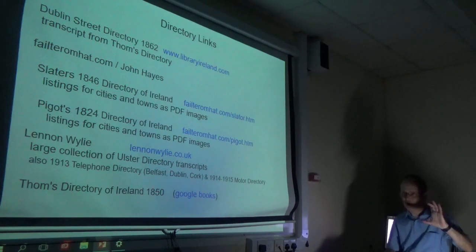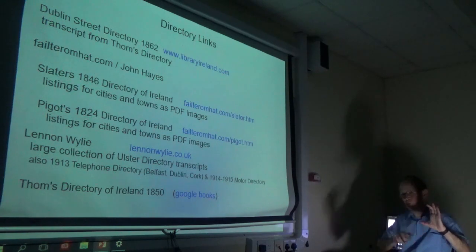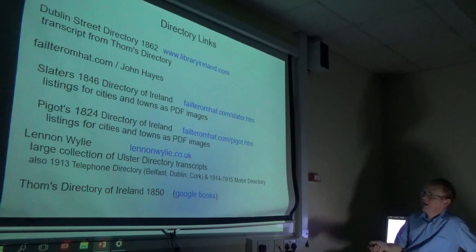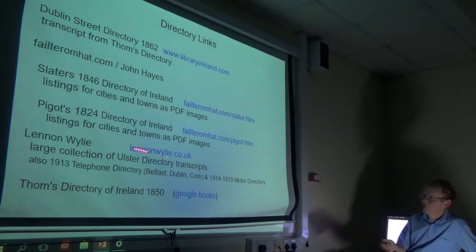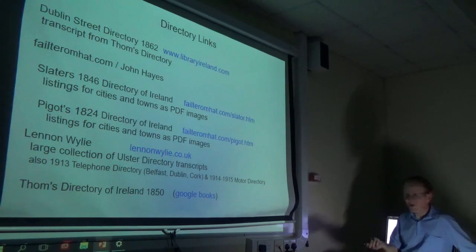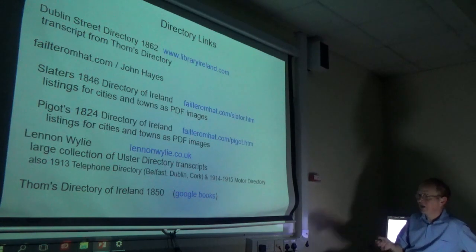There'll be the gentry and clergy at the top, and then lists by different trades underneath that. That's particularly good. Lennon Wiley, it's Mary Lennon, I think is her name. It's really Ulster. But there's some other resources on it as well. There's a 1913 telephone directory, which has Belfast, Dublin and Cork. And there's a 1914-15 motor directory, so there's registrations and names, and I think address.